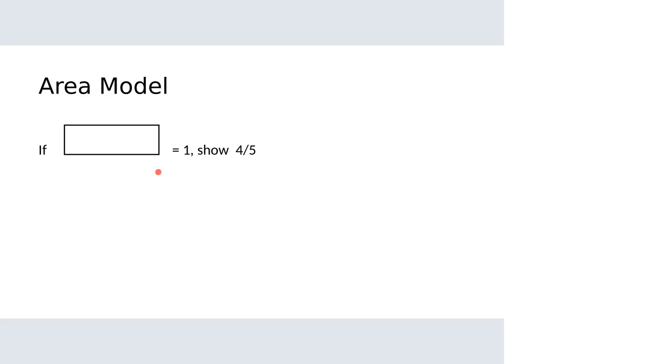They don't have to be perfect, but 1, 2, 3, 4. Yeah, it's a little too far off. There, that's not bad. Doesn't have to be perfect, but we cut it into 5 equal pieces, and then I'm going to shade 4 of them, and that's what 4/5 looks like using the area model. You let me know if you have any questions on that.